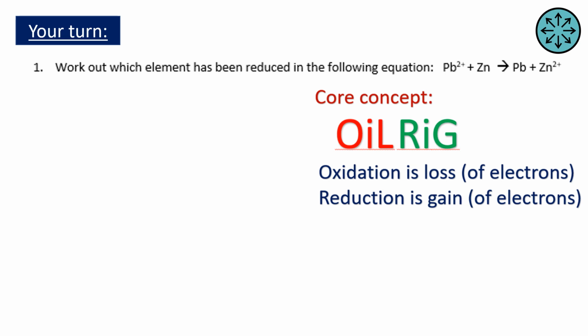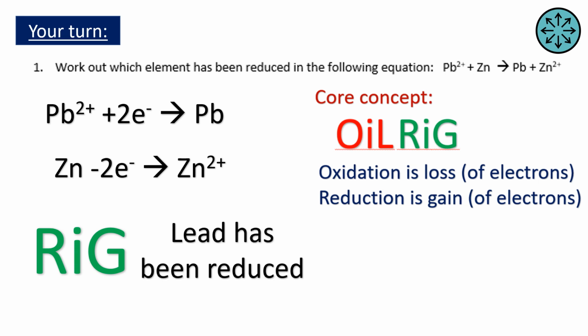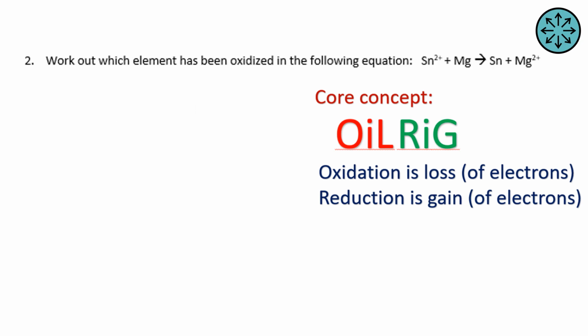Okay, so the first thing I'm going to do then is those half equations. I've got a lead ion becoming a lead atom, and I'm going to add 2 electrons. And I've got zinc atoms becoming zinc ions, so I'm going to minus 2 electrons there. Okay, so I'm thinking OIL RIG. The question is asking me about reduction, so that's RIG, in which case it's the lead that has been reduced. Okay, so pause the video and have a go at this, particularly if you got the last one wrong. Just pay attention to those half equations.